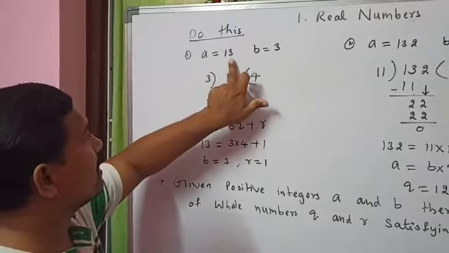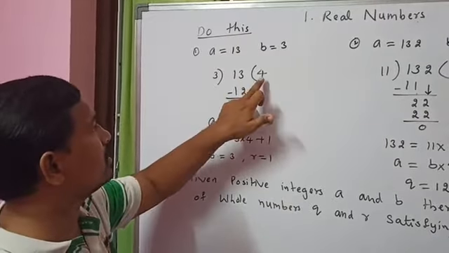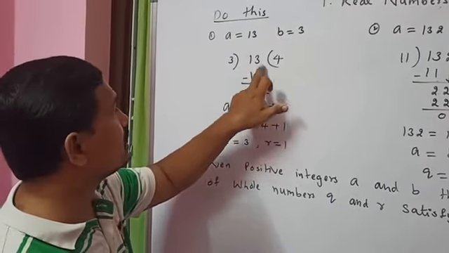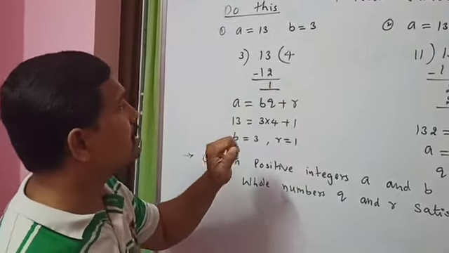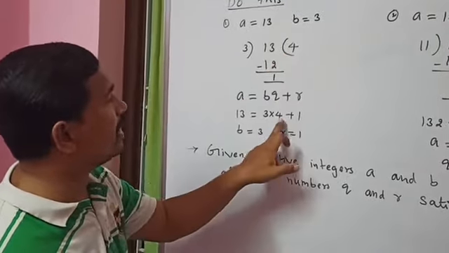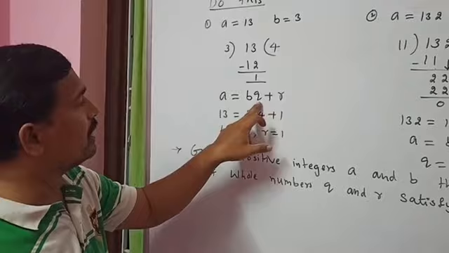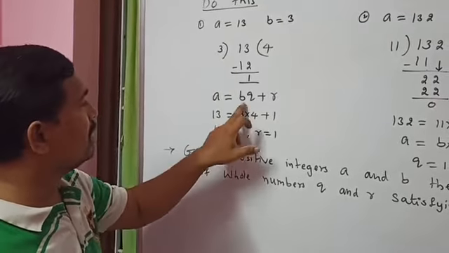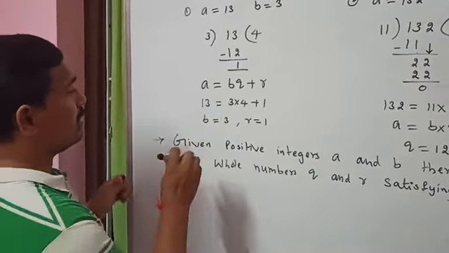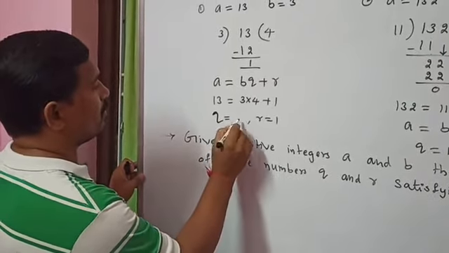Let us divide 13 by 3. 3 fours are 12. 13 minus 12 is 1. So we can write 13 as 3 fours are 12 plus remainder 1. So here, what is the q? 4. B value is 3. What is the q? q equal to 4.